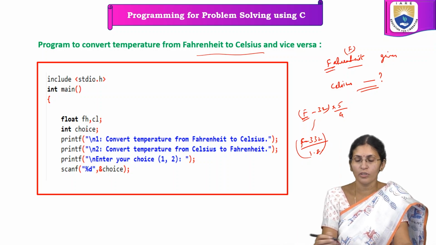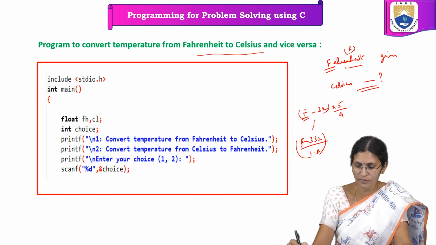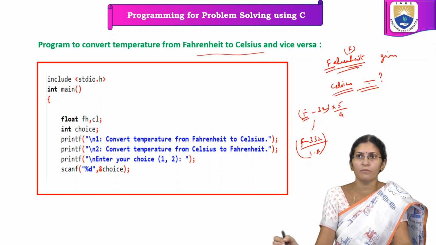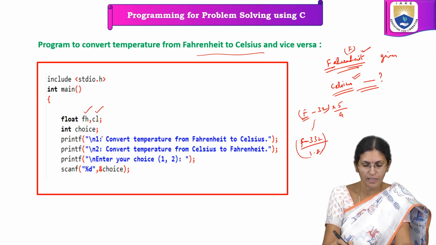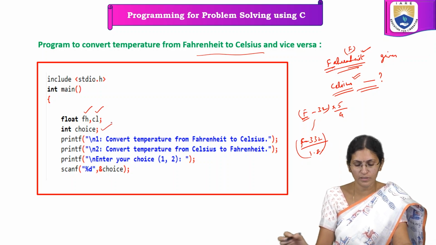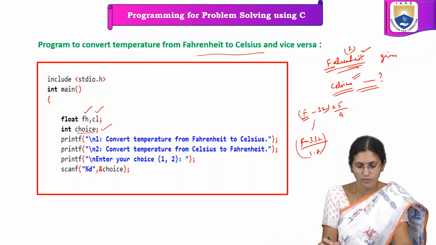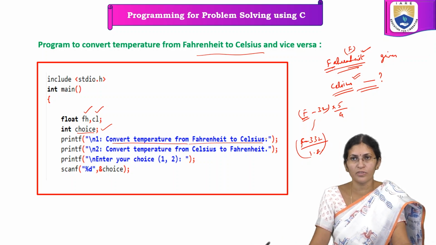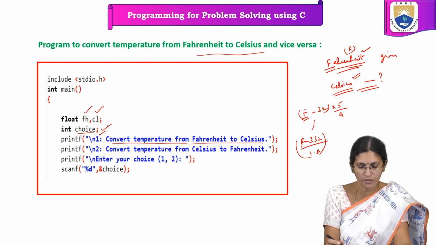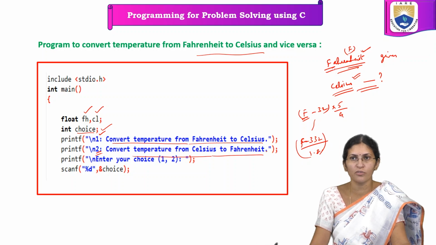In order to write the program for this, first we need to declare the variables and their data types, where we can store the temperature in Fahrenheit and Celsius. Suppose we have declared two float variables FH and CL, and one more variable of type integer, choice. Number 1 is to convert the temperature from Fahrenheit to Celsius, and number 2 is to convert the temperature from Celsius to Fahrenheit.